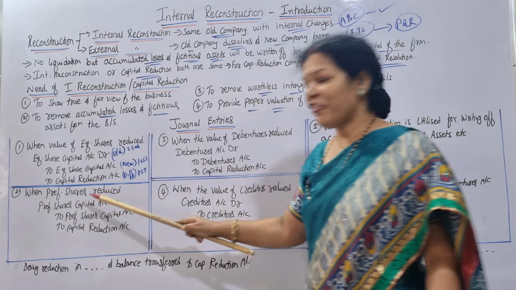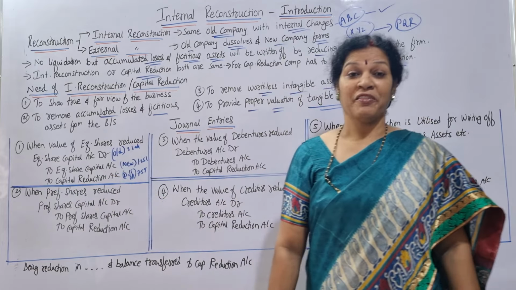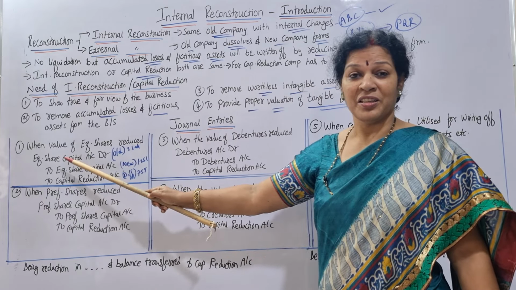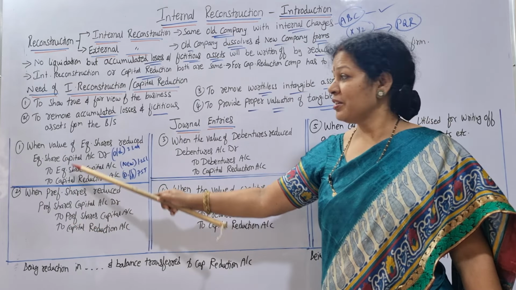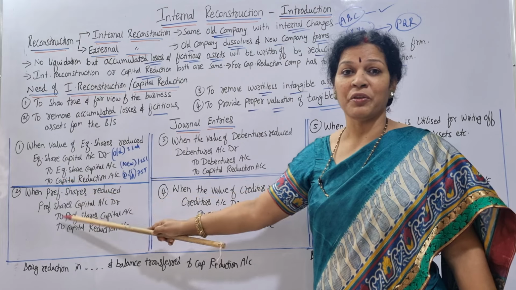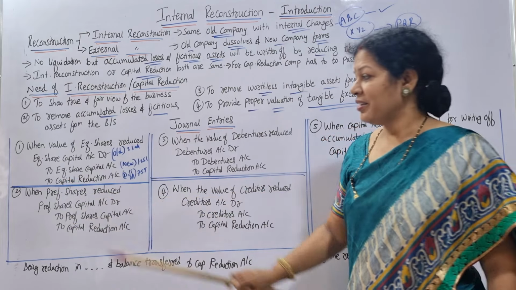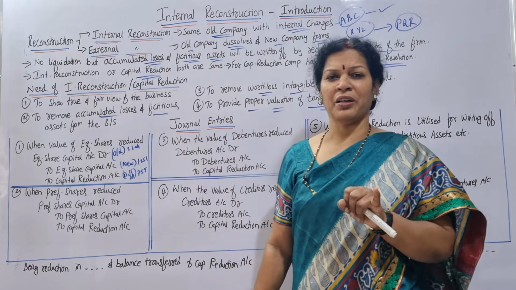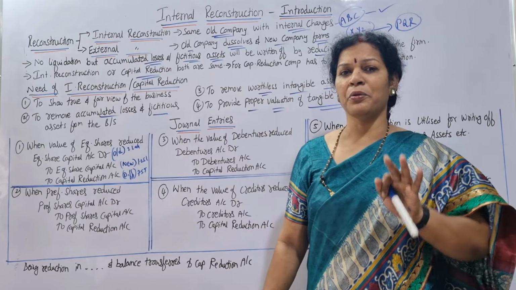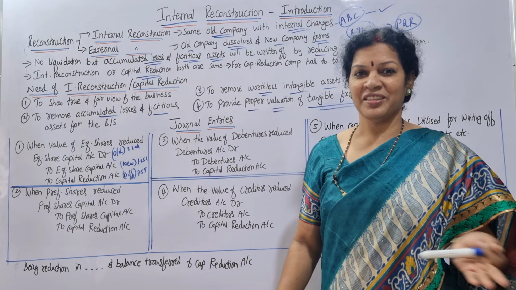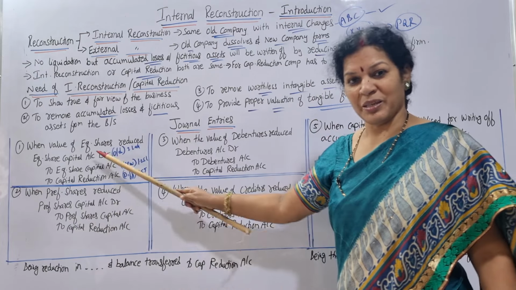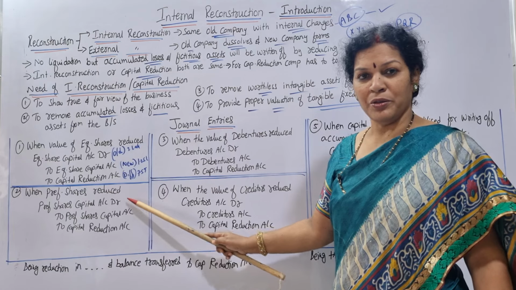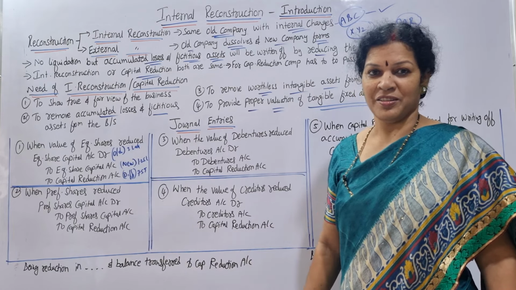Second one, when preference shares are reduced. Very easy. Here it was equity shares, now here it will be preference shares. Replace equity shares with preference shares. That's all. The journal entry is preference share capital account debit, to capital reduction account. Easy, no? So this is also the same. Here also old value, new value and difference.